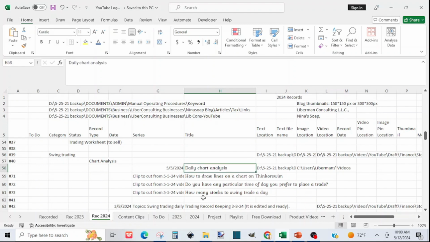I know that I'm going to do daily chart analysis. Then I ask myself, what are the questions related to that that I can answer? How to draw lines on a chart, because I know I'm going to draw lines when I'm analyzing the chart. So that's something I can create a video on. So how to draw a line on a chart on thinkorswim. Do you have any particular time of the day you prefer to place a trade? How many stocks to swing trade a day?